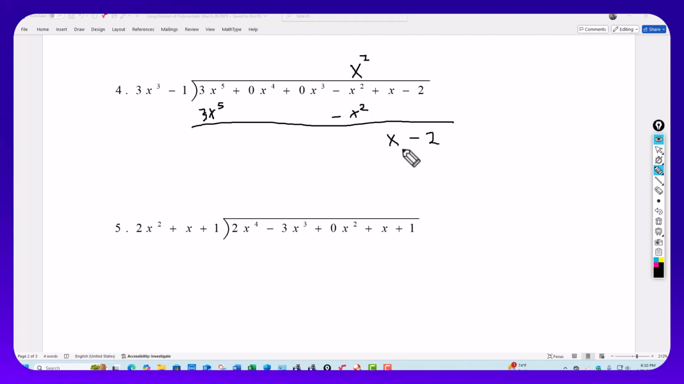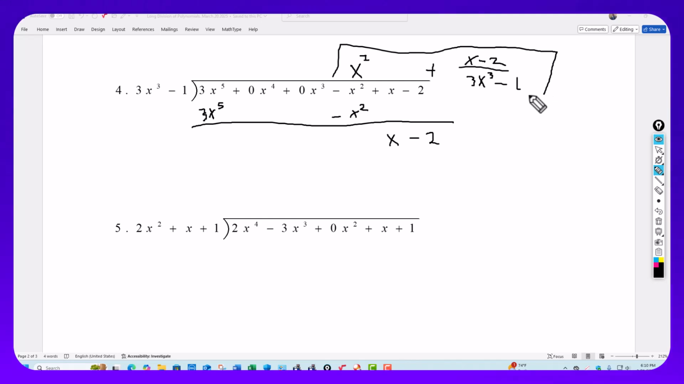Quotient x squared, remainder x minus 2, or we can just say it's x squared plus the remainder, which is x minus 2, over the divisor, which is 3x to the third minus 1. So like I said, this is the more formal way to give the answer. X squared plus x minus 2 over 3x cubed minus 1.